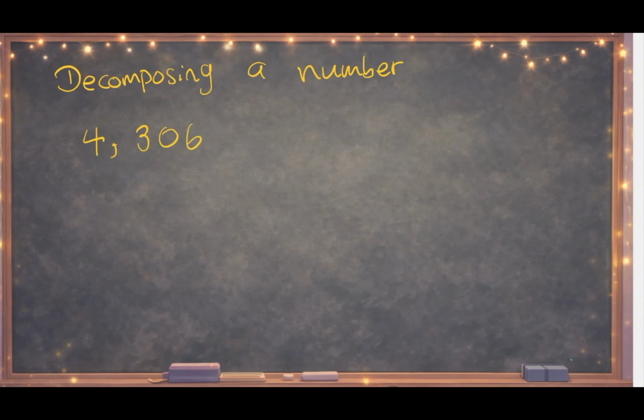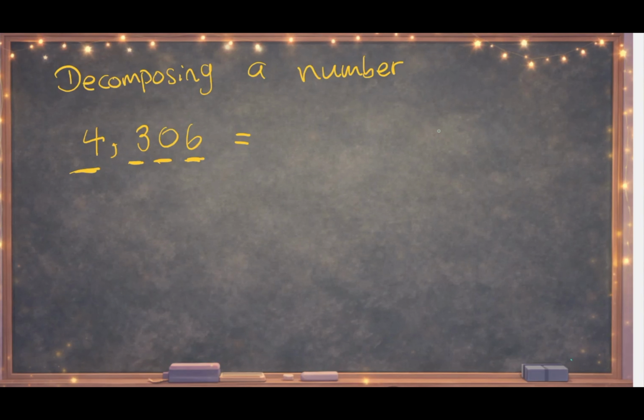Let's have a look at composing and decomposing the number. So decomposing a number means to separate or break down the numbers into smaller parts. So let's have a look at this small number. It's 4,306. If I ask you to decompose this number, then you're going to look at them by their values and we are going to break them apart.